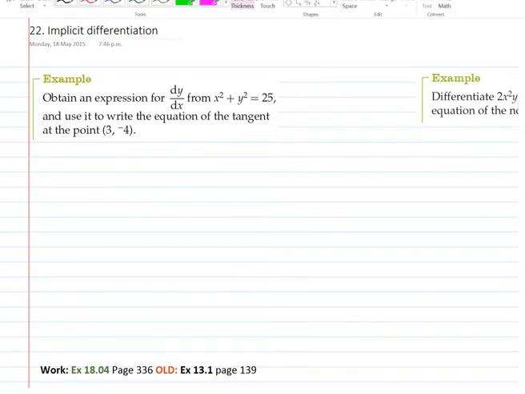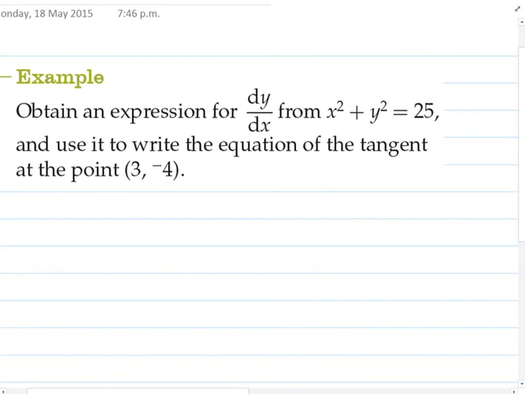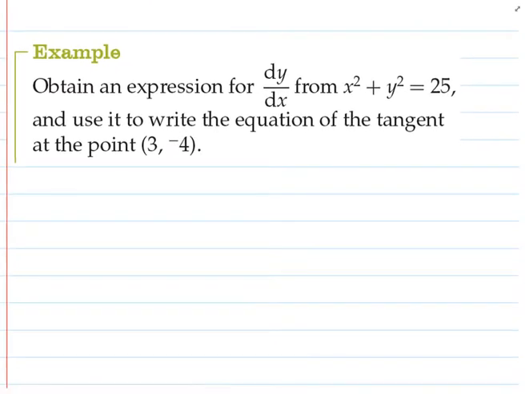In this video we're looking at implicit differentiation, and this is when we differentiate a problem that has x's and y's in it instead of a problem that is y equals. So in this first example we're asked to find dy by dx, and then we're asked to use it to find the tangent of this graph at this point.